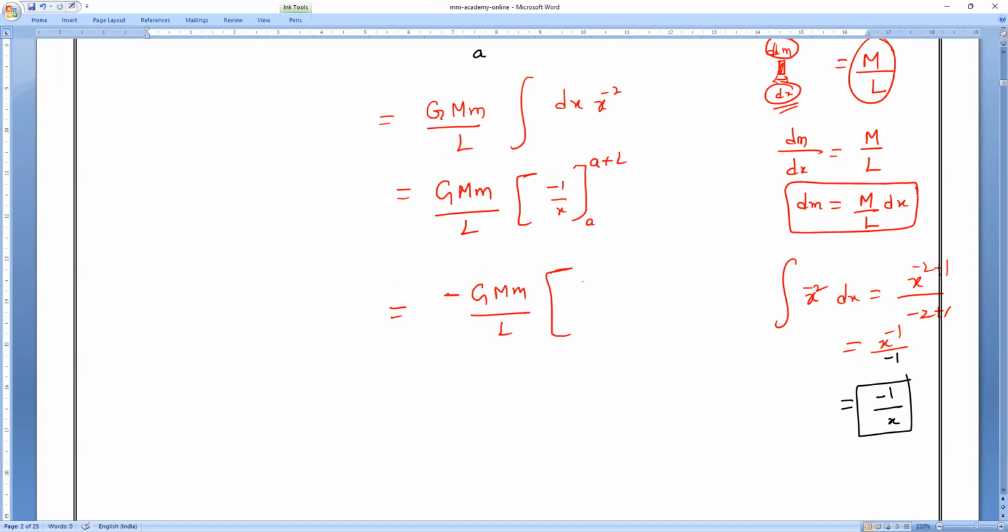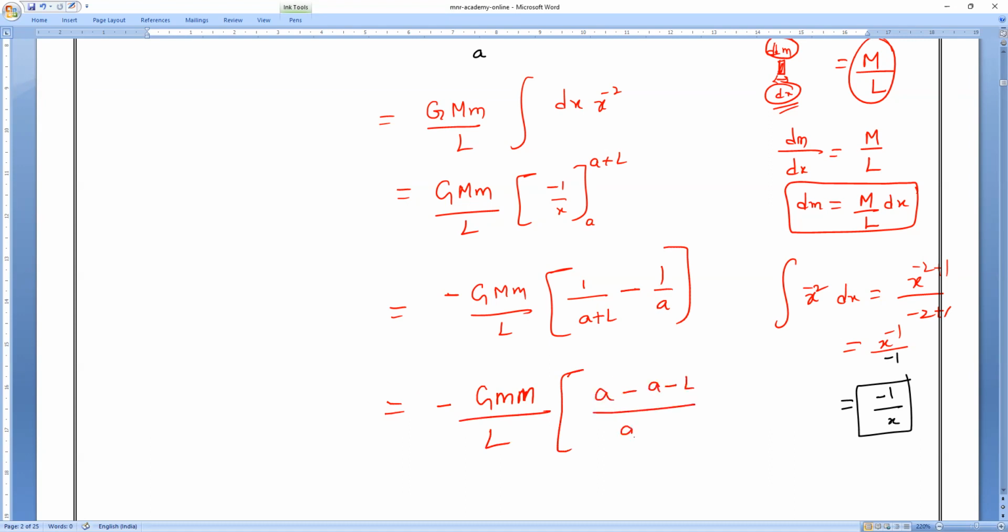And this will become the root; I will write 1 by x. So 1 by x means first 1 by a plus L minus 1 by a. So do the LCM, everybody. So G capital M into small m divided by L. Here what will happen? a minus L divided by a plus L into a. Now you can see, everybody.